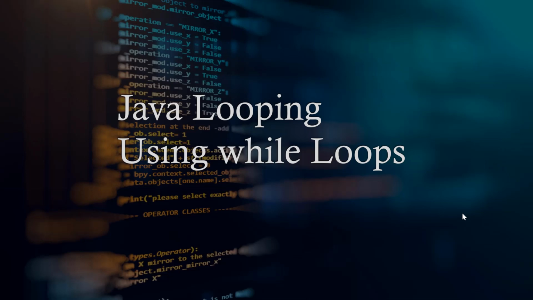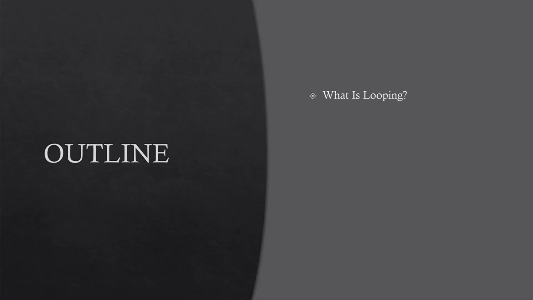In this video, we'll start looking at Java looping, and we'll start with the first available tool for looping or repeating instructions, which is the while loop. So we'll start with defining what is looping, what we mean by looping, whether in Java or any other programming language. We'll look at the while loop syntax, which is the first type of looping operation we'll look at in this chapter. We'll look at the flow of control of while loops.